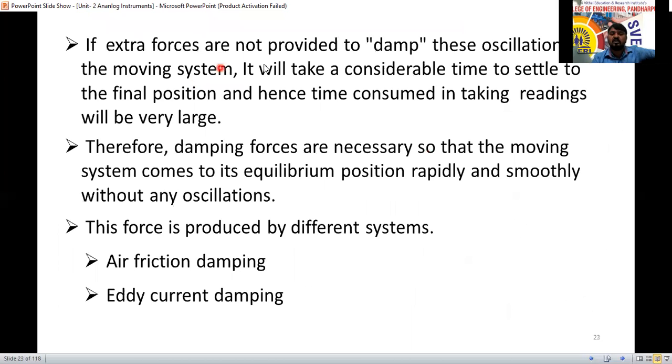If extra forces are not provided to damp these oscillations, the moving system will take a considerable time to settle to the final position, and hence the time taken for the readings will be very large. If each reading has the pointer swinging for 2-2 minutes, can we easily take the readings? Is it possible to finish the experiment within the mentioned time? If I say take 5 readings in half an hour, would you be able to? Is it possible?